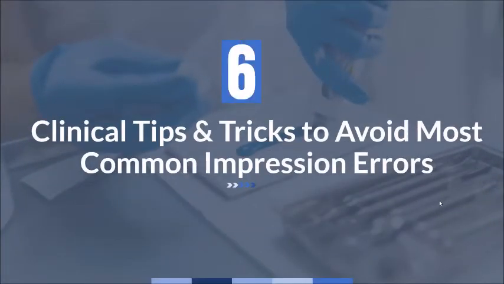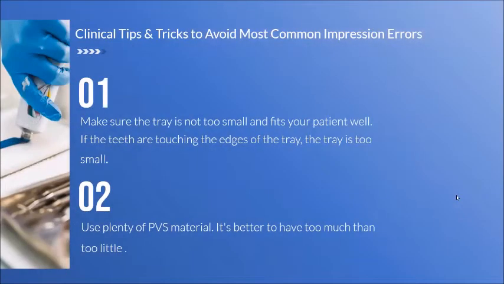Then we have the clinical tips and tricks to avoid the most common impression error. Number 1, we need to make sure that the tray is not too small and fits your patient well. If the teeth are touching the edges of the tray, then the tray is too small. Number 2, we need to use plenty of PVS materials. PVS is the polyvinyl siloxane. It's better to have too much than too little.